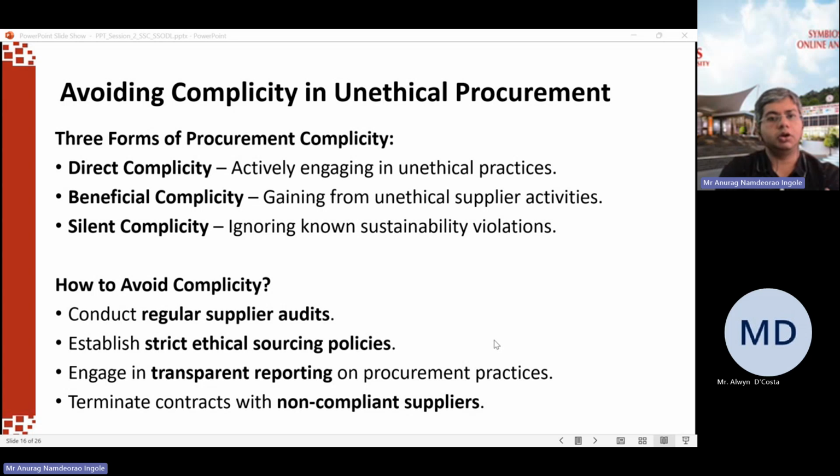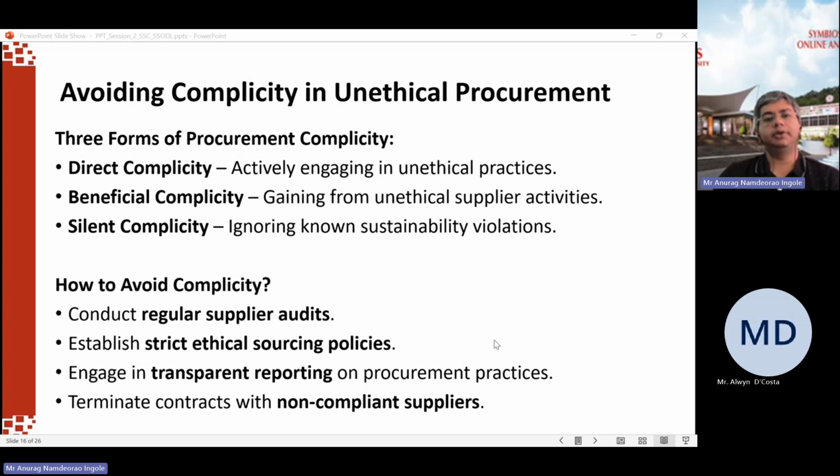Then we spoke about complicity earlier. So how to avoid complicity in unethical procurement? There are three forms of basic procurement complicity. Direct complicity is that you are actively engaging in unethical practices. So either you yourself are engaged in unethical practices, or your supplier is practicing something unethical, you are aware of that, but still you are not doing anything. And then if you are gaining from those unethical supplier activities, it becomes beneficial complicity.